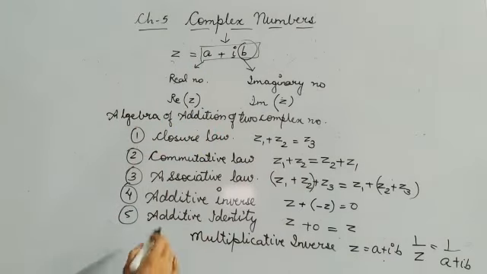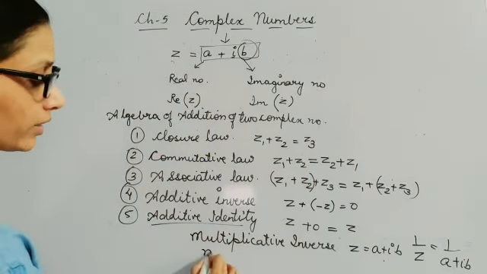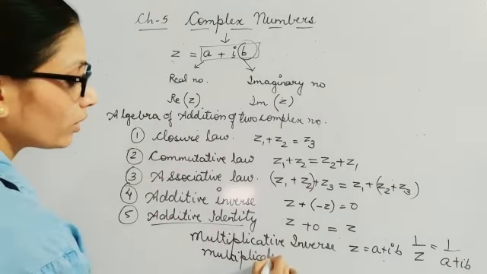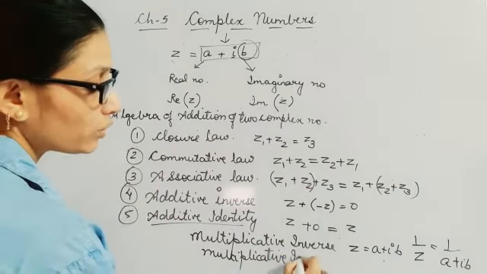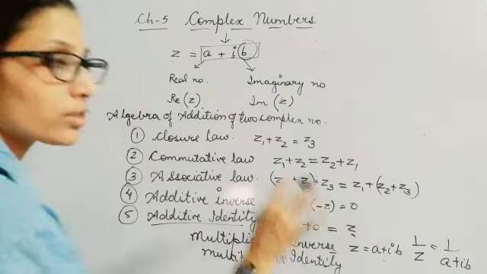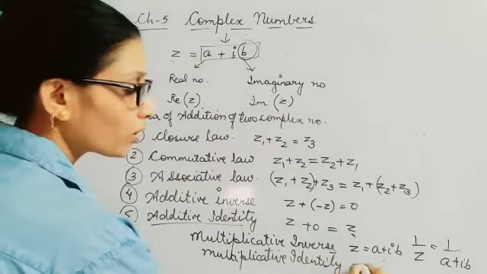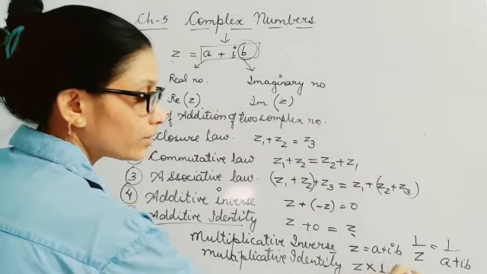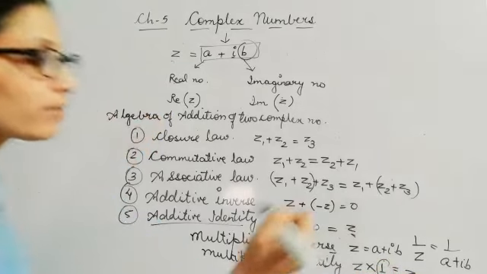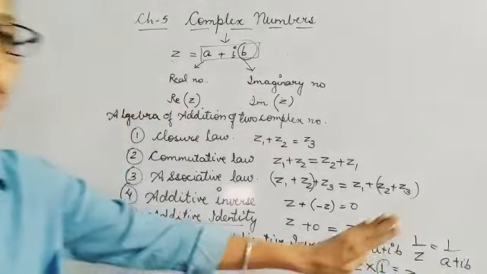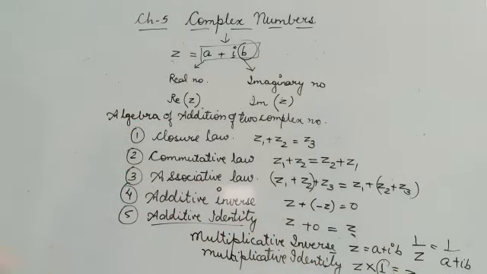When we talk about the multiplicative identity, just now I told you that identity means it keeps its identity. So by what number should this be multiplied to get z? 1 is the multiplicative identity, by which if I multiply this complex number, the identity remains the same.